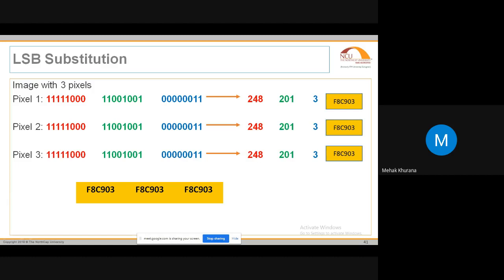Why have I repeated it 3 times? Because these are 3 pixels. This is the first pixel, this is the second, and this is your third pixel. All the pixels were the same, so that's why the value is coming out the same, and this is the color in which I have to hide my secret data A. So this is the part of the image that I've selected to hide my secret data A inside it. Anybody who has doubt till now?